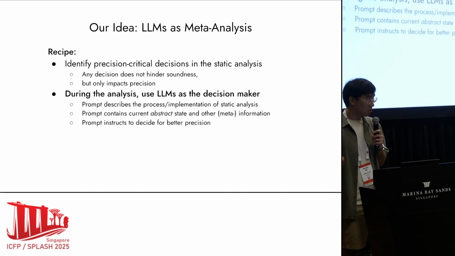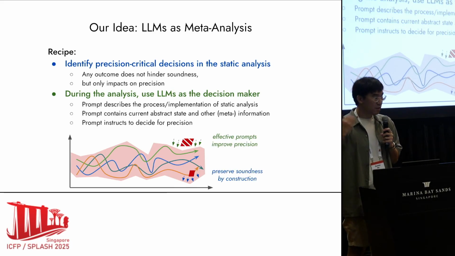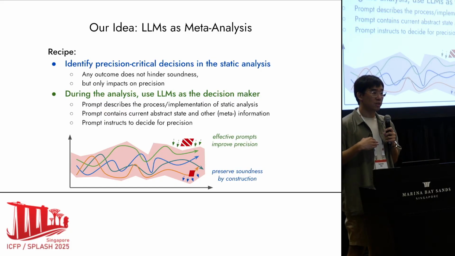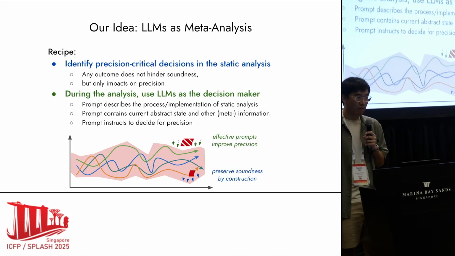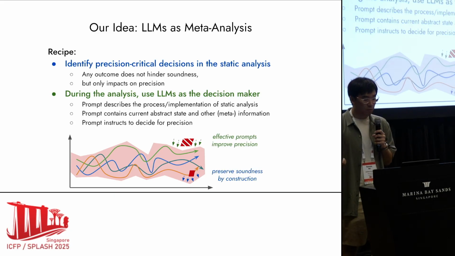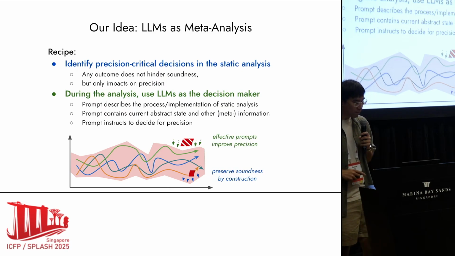This is a general recipe, and with this architecture, we preserve soundness by construction, because those decisions have their own decision space, and any decision is indeed sound. And if we're lucky enough to have effective prompting, then we can improve the precision under this architecture.